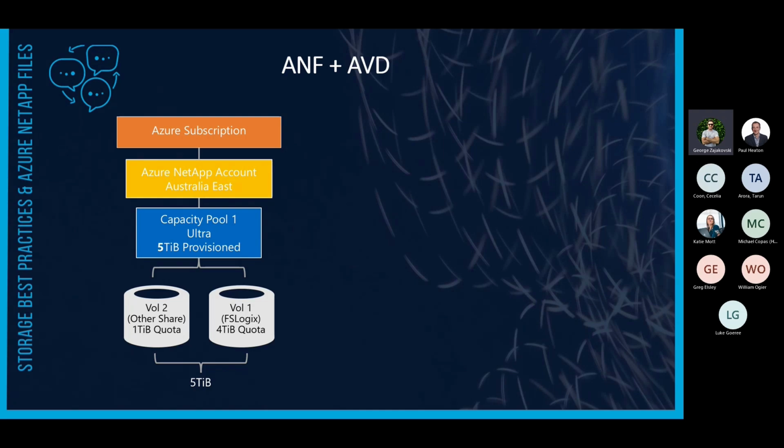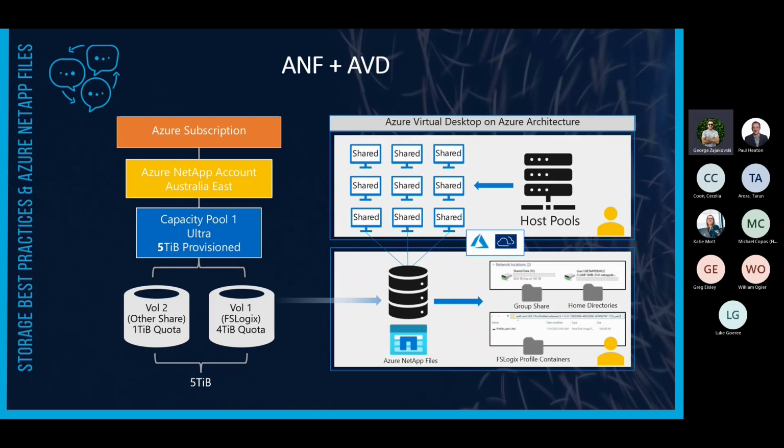Now, these capacity pools have to be a minimum of 4 terabytes. That's sort of the minimum for ANF. And then of that 4 terabytes, or 5 in this case, you can deploy however many volumes you like. So they can be NFS volumes, SMB volumes, both, whatever you want, right? Once that's been set up, that is then passed through to the host pools or the VMs themselves.